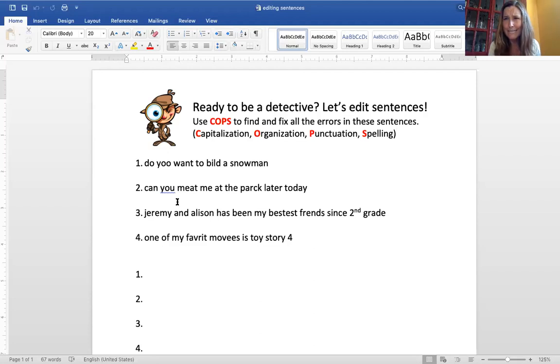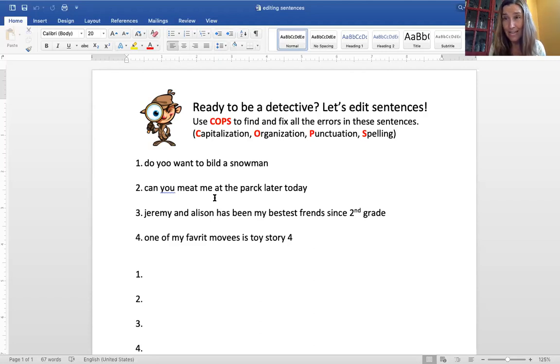So let's look at sentence number 1. And you can hear the chicks in the background. They're very loud. They love editing sentences. Don't give away any answers, chicks. All right, number 1 says, do you want to build a snowman? Yes, that is out of Frozen, one of my favorite movies. But if you look at the sentence, there are a lot of mistakes.